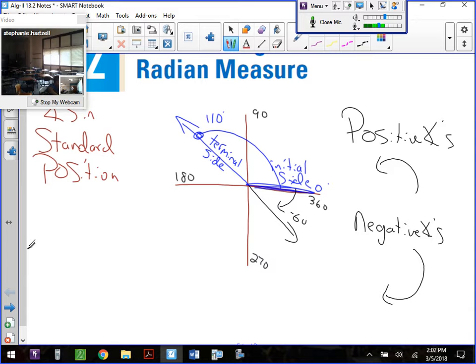So it is completely possible. I know we've told you this many times before, you can't have a negative angle. The negative angle just means it's direction.